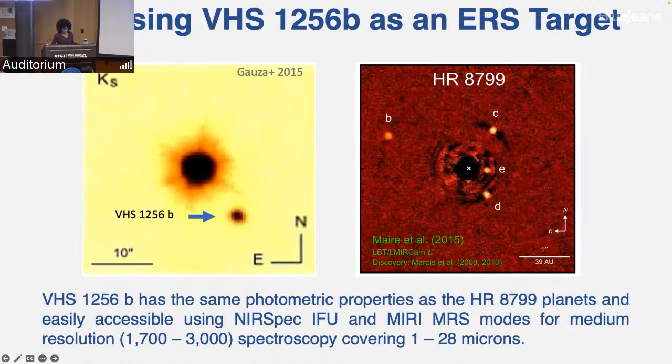And so the goal of this program is to get IFU spectroscopy from 1 to 28 microns for VHS 1256b. We want to do this to understand what molecular features appear in these gas giant atmospheres and what kind of clouds form. This will help us better inform what observations we need to do to understand gas giant exoplanets when we image them in the future.